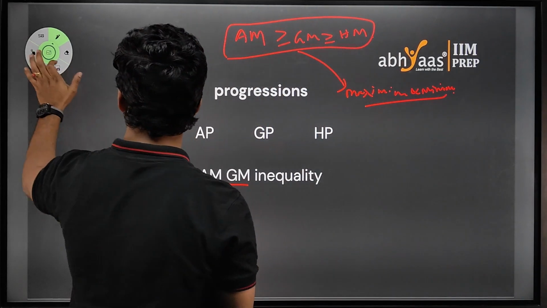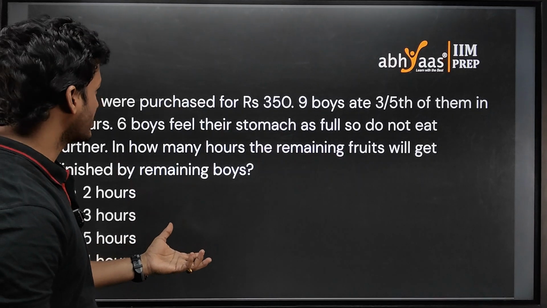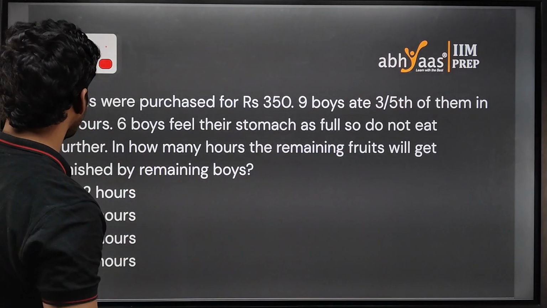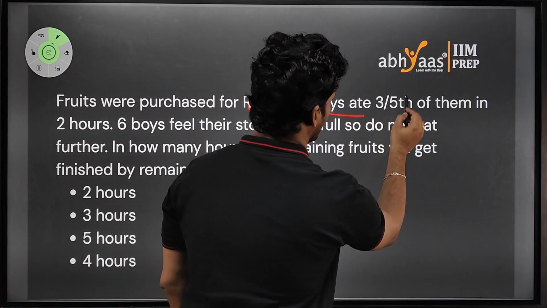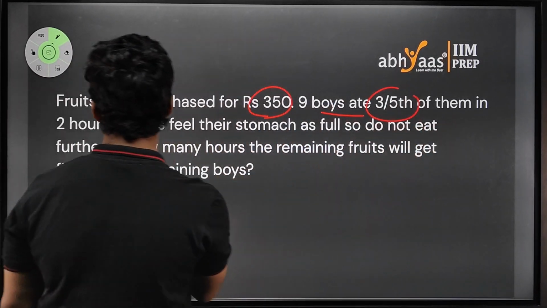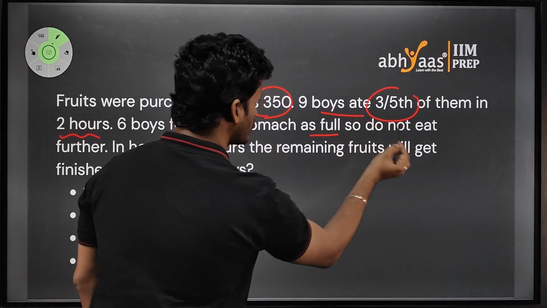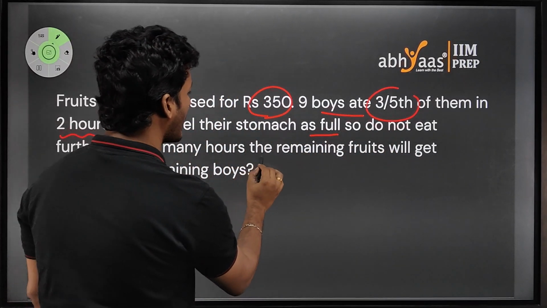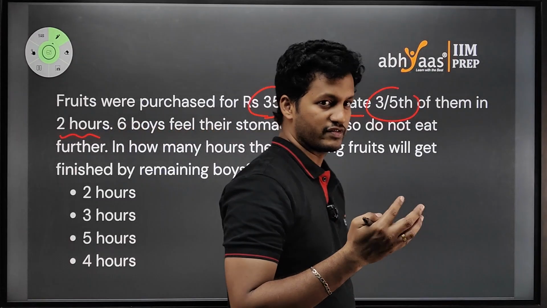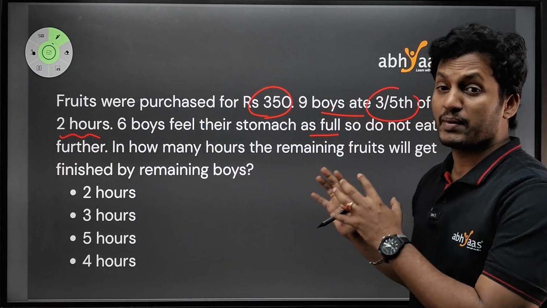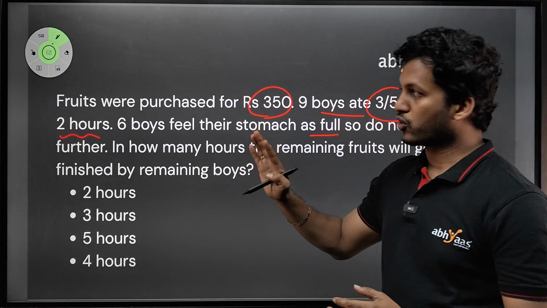So let's go. The first problem, I think this was asked in an exam once upon a time. Fruits were purchased for rupees 350. 9 boys ate 3/5 of them in 2 hours. 6 boys feel their stomach is full, so do not eat further. In how many hours will the remaining fruits get finished by the remaining boys? Whenever we first see this question, it can be seen as a time and work question, and sometimes people will call it a ratio question, but here a progression is there.